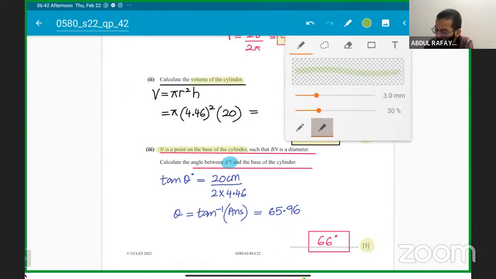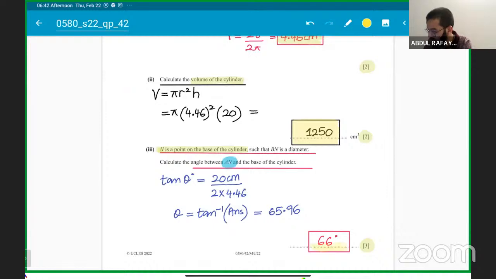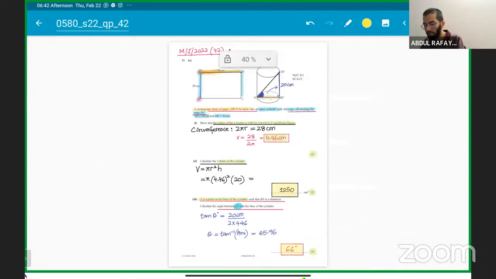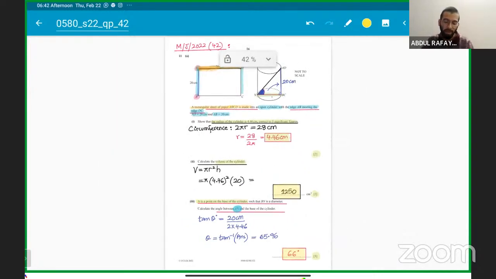Any doubts, let me know. I'll wait here. Come on, this page is finished. Everyone can take a screenshot and share it on the group as well. Make sure you revise it, guys. Let me know if everyone got this. Any problem?